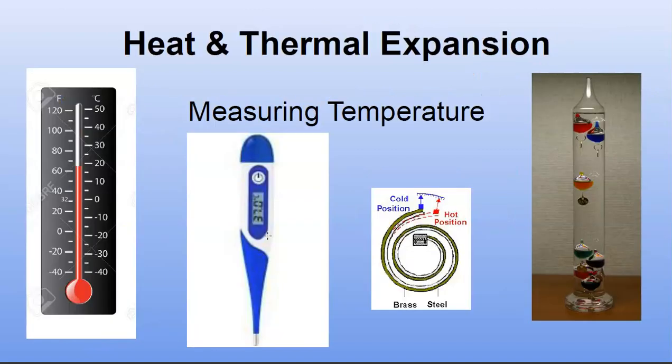Here are some different ways to measure temperature. I don't think there'd be any real surprises here. This is probably what we're most used to right here, an old glass thermometer. It has mercury or alcohol, some kind of liquid in it, and the bulb here, you know, kind of holds that reservoir.